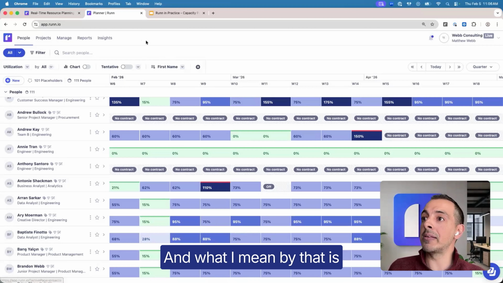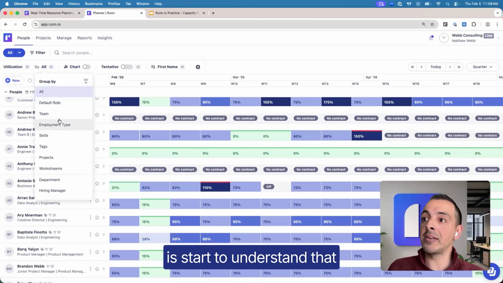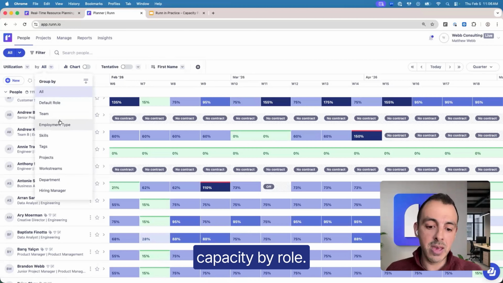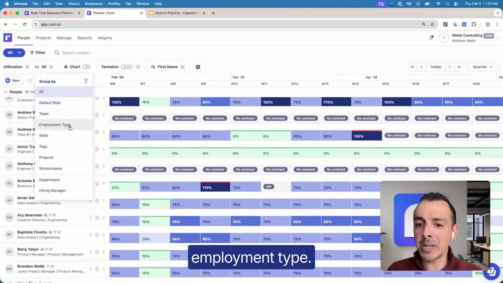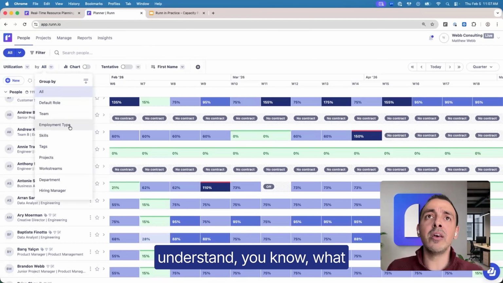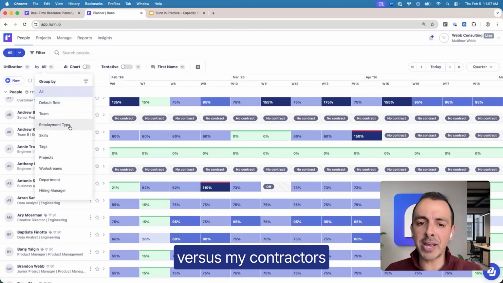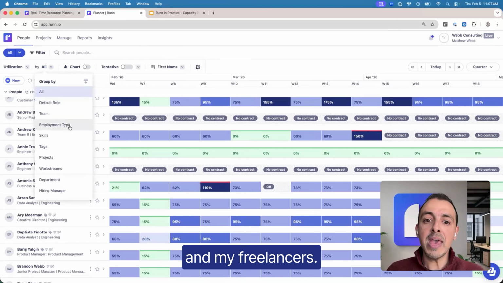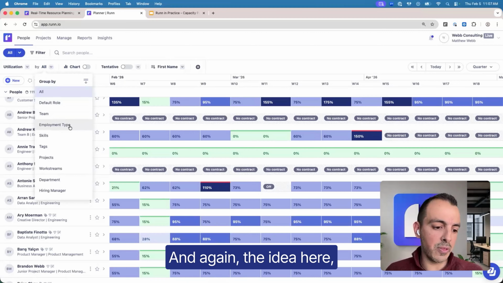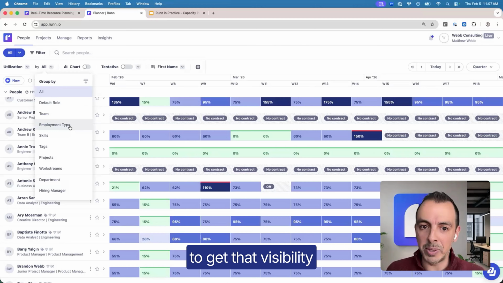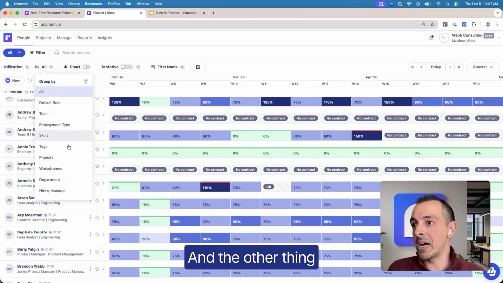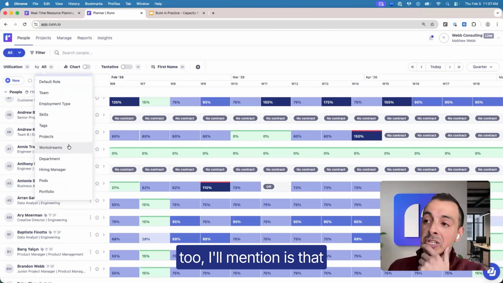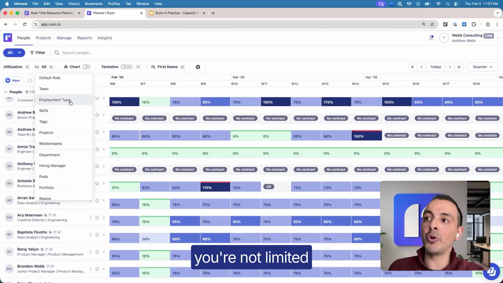What I mean by that is we can start to understand that capacity by role. It could be by team. It could be by employment type. So if you're looking to understand, what is my capacity for my FTEs versus my contractors and my freelancers. And again, the purpose here is to get that visibility, to understand where we can take on more work.